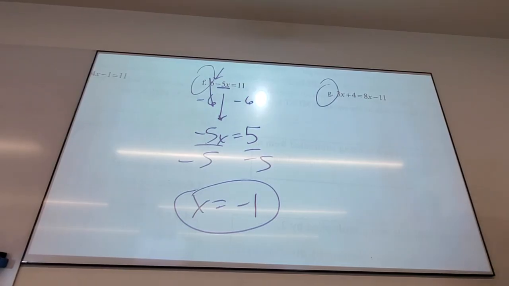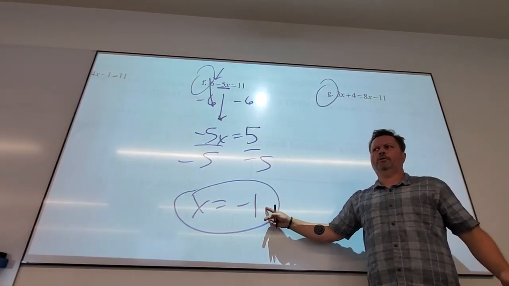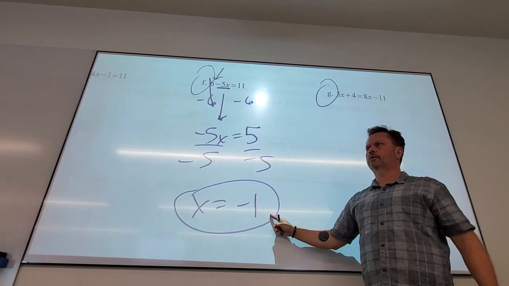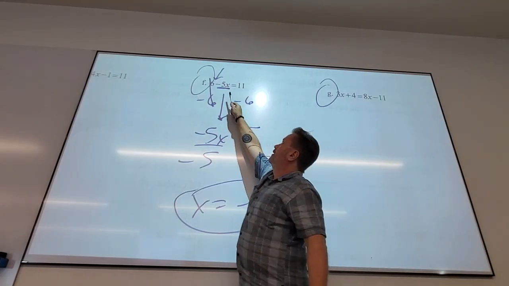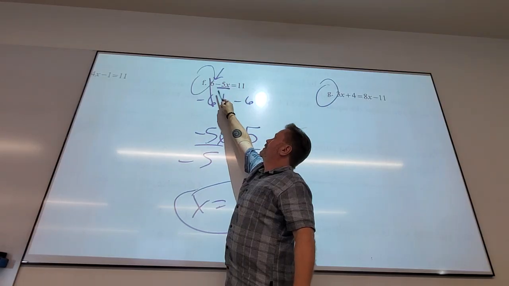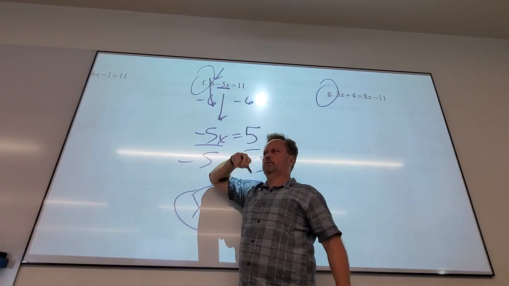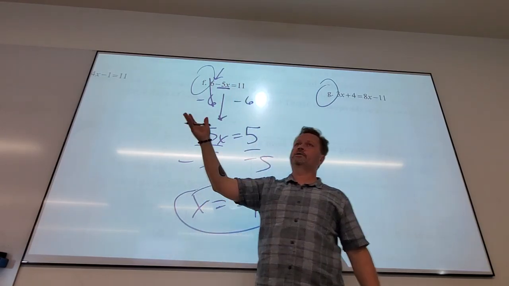And of course, what would you tell your students to do once they got here? Does anyone know what you would do once you get here? Plug it back in, make sure it works, right? So we plug -1 in. -1 times -5 is +5. 6 plus 5 is 11. Yay! And of course, you're allowed to do that whenever.